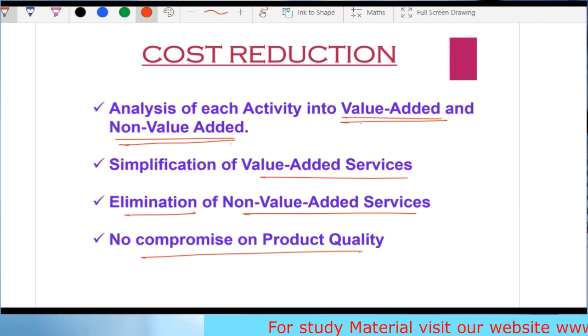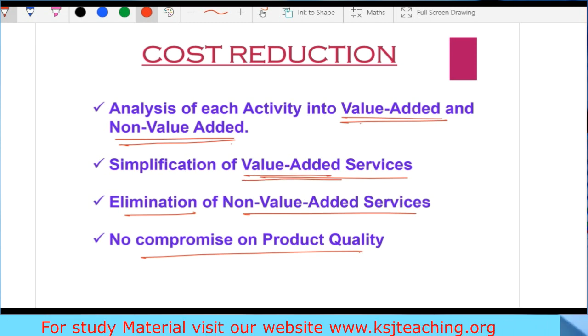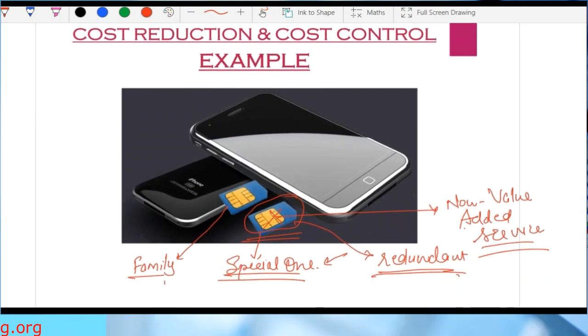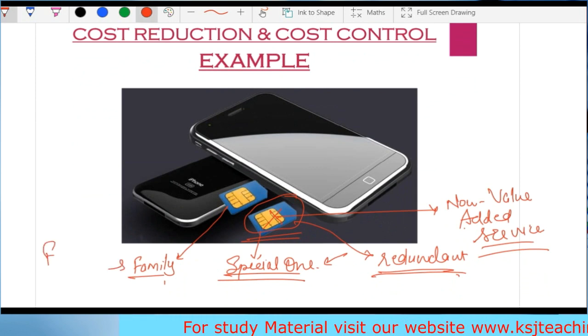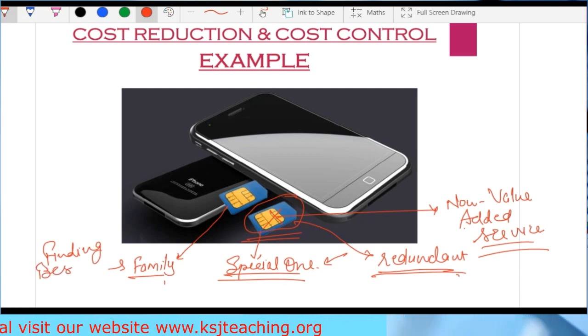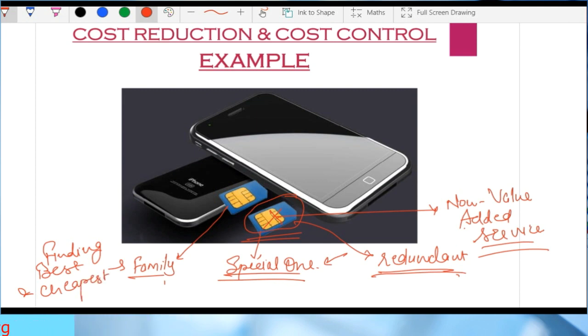And in case of value added services, we say simplification of the value added services. That means the already working SIM. That is what the family will try to find out, the best and the cheapest plans in that service provider, isn't it? That's what we do. Finding the best and cheapest plans. Okay, this is known as simplification of the value added services.